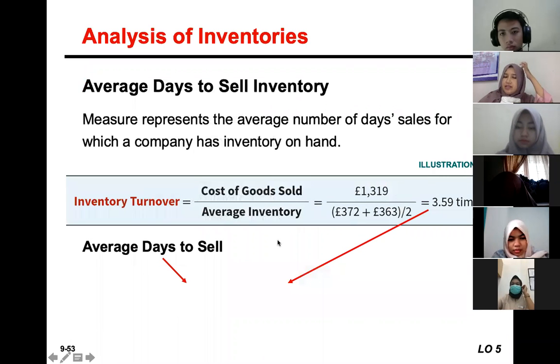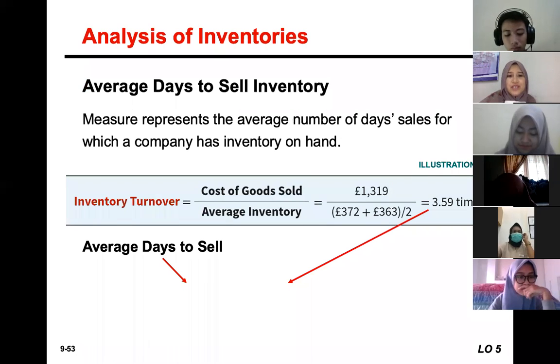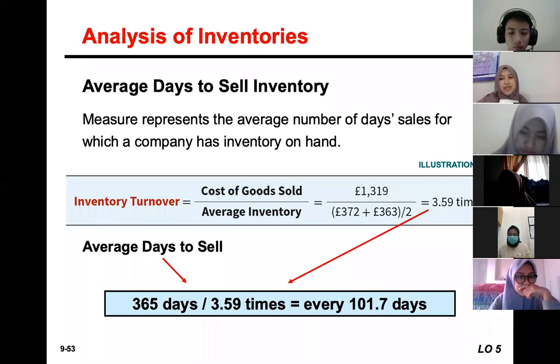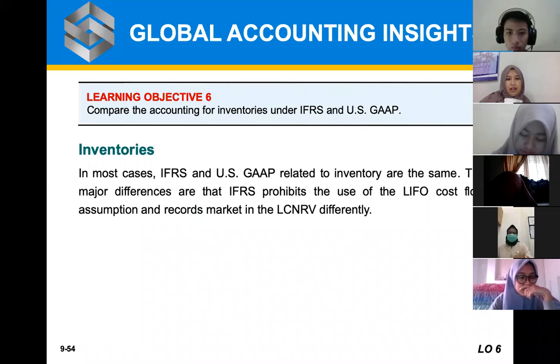Okay, and then average days to sell the inventory. How long the company takes to sell the inventory? The higher the better, or the lower the better? For average days to sell the inventory. Any answer? The higher, the better, or the lower, the better? Just now inventory turnover, the higher, the better, right? Average days to sell, the lower, the better. Yeah, means it can be sold very quickly. Okay.